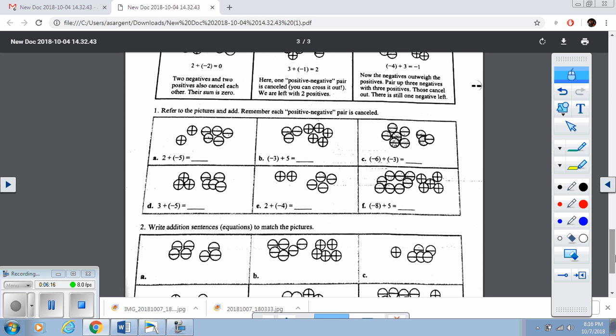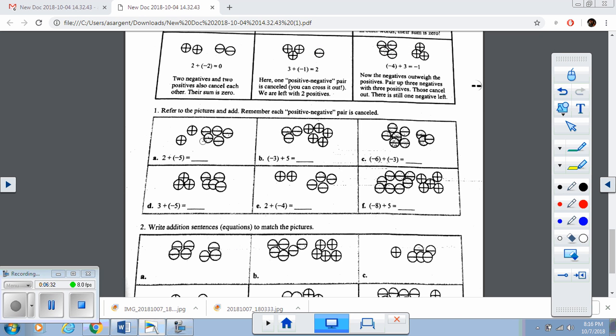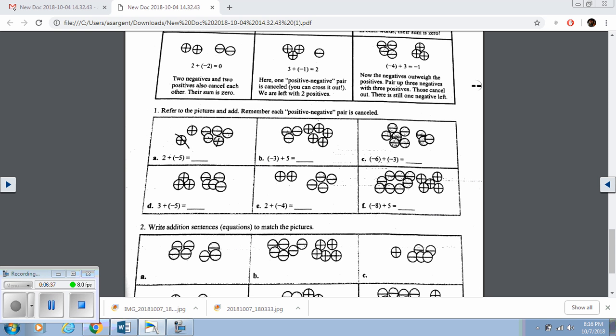Remember, each positive negative pair is canceled. So what we have here is 2 plus negative 5. They've given us 2 positives, that's what the plus means, and they've given us 5 negatives, that's what the minus is. So I don't have to draw the model, I just have to figure out what the answer is for this. So I can cancel out a positive for every negative that I have, or a negative for every positive I have. So here's positive, cancel out. I have no more positives, so I can't do any more canceling out. So what I'm left with is my answer. So I have 3 negatives. So the answer must be negative 3.